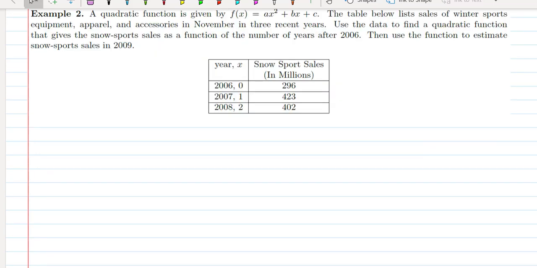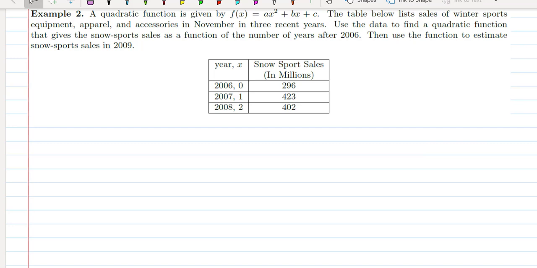So example 2, a quadratic function is given by f of x equals ax squared plus bx plus c. The table below lists the sales of winter sports equipment and apparel and accessories in November in 3 recent years. Use the data to find a quadratic function that gives the snow sport sales as a function of the number of years after 2006. Then use the function to estimate the snow sport sales in 2009.